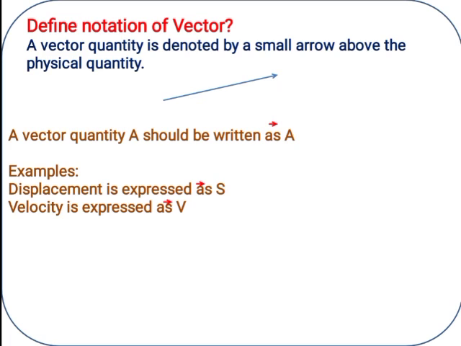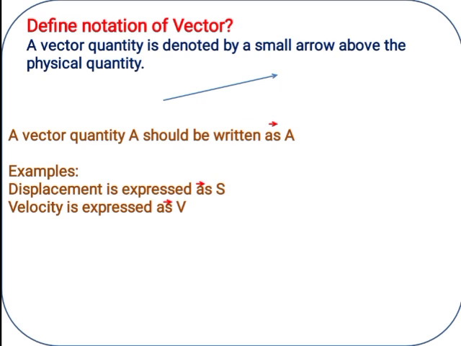So what is a vector? It has magnitude as well as direction. Such physical quantities are called vector quantities. Apart from that, vector quantities have to obey some vector rules. So this is a very important point. The next one, notation of a vector.